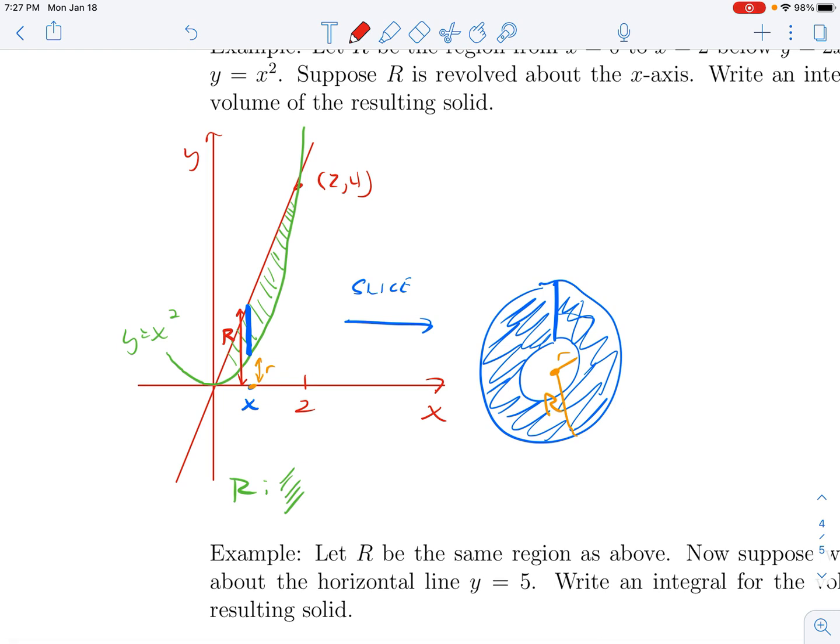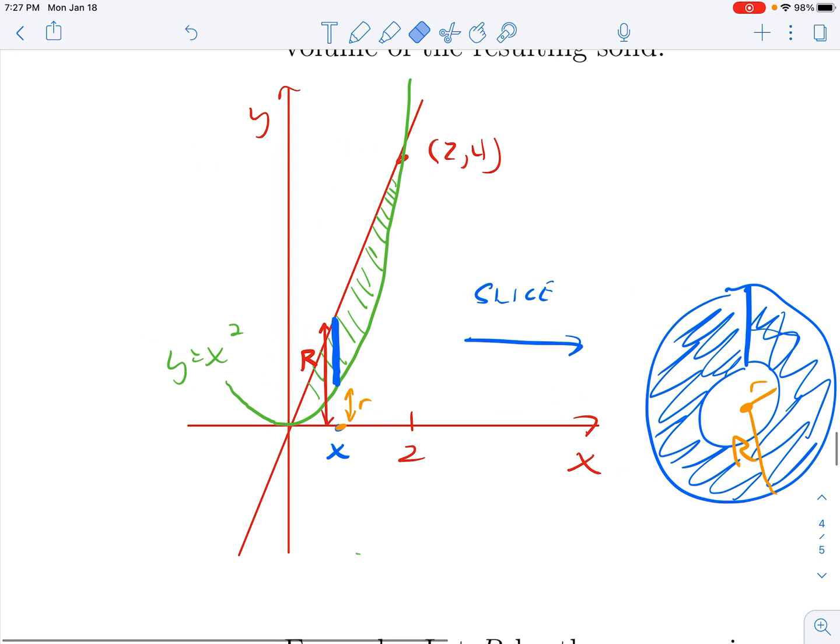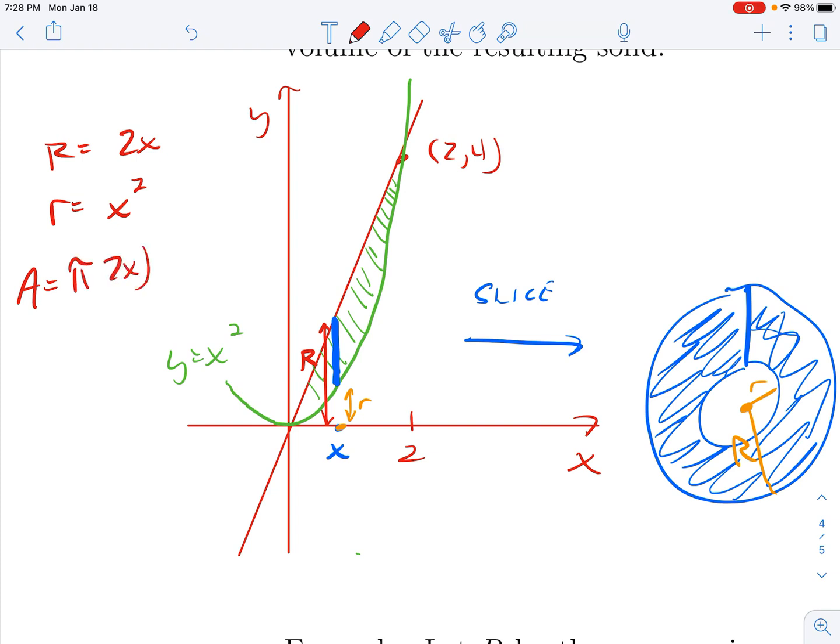It's a little inconvenient that R is the name of this particular region and the abbreviation I often use for radius. I apologize for that confusion. So I'm just going to erase this. The region doesn't really need a name. So our outer radius is from 0 up to y equals 2x, so that's 2x. Our inner radius is from 0 up to x squared, so that's x squared. So the area of each slice would be pi times the outer radius squared minus pi times the inner radius squared.